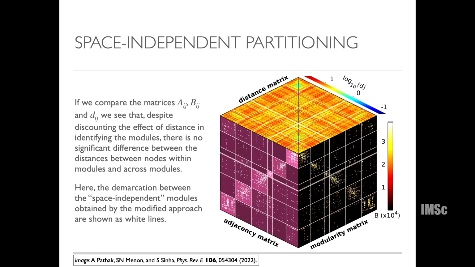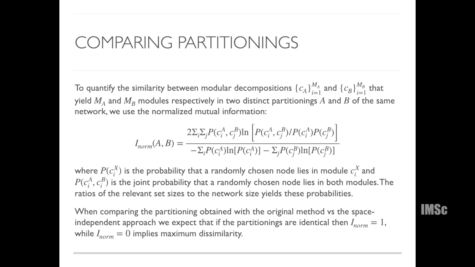So basically what we show over here is that we put together all this information: the adjacency matrix, the modularity matrix, and the distance matrix. In the case of the adjacency matrix, you can clearly see the block diagonal structure, which is what you would expect, right? But if you look at the corresponding distance matrix, you don't find any real difference. You see these white lines which demarcate where the modules are, but there's no real difference in terms of the distances within the modules and outside the modules. So that's straight away telling you that the distance does not seem to have any correlation with the existence or otherwise of modules, right? So that's good.